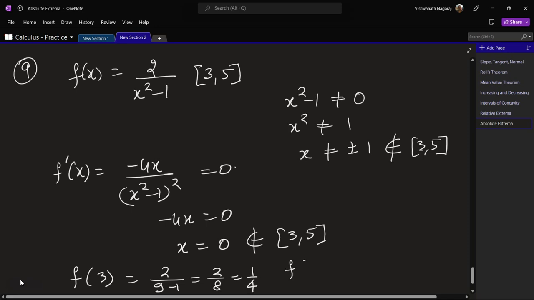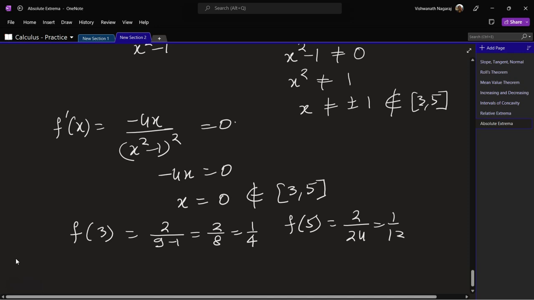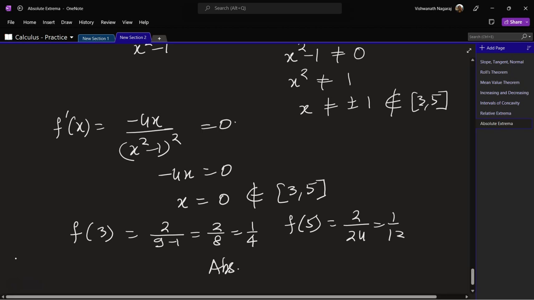Okay. Similarly, f(5) = 2/(25 - 1), which is 2/24, which is 1/12. So 1/4 is greater than 1/12. That means this is going to be the absolute maxima, and this is going to be the absolute minima. Let me write it in the coordinate form. So this would be (5, 1/12). This is going to be (3, 1/4).